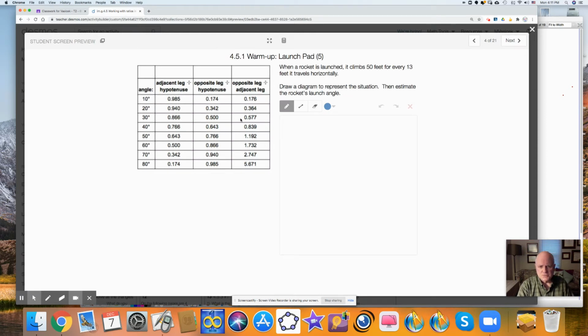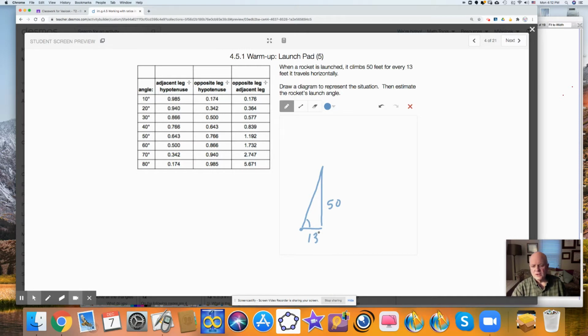So we start with this picture and a rocket. When it climbs 50 feet, for every 13 feet it travels horizontally. Draw a diagram to represent the situation, and then estimate the rocket's launch angle. So if I start with the rocket here, and for every 13 feet it goes in the horizontal, it's going to go up 50 feet. And so this would be my angle that I'm looking for. What is the launch angle?